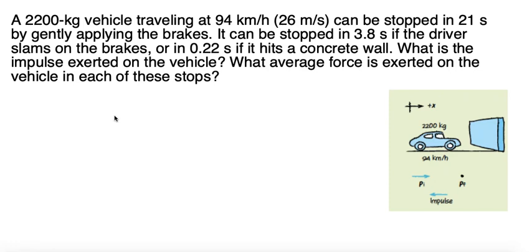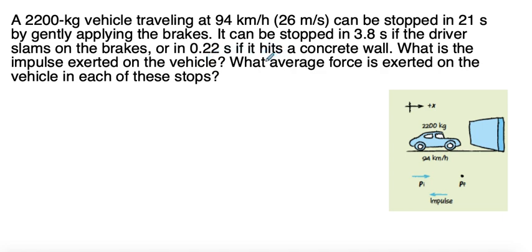Looking at an example of momentum here. We're going to look at the impulse momentum theorem and momentum in general, so it'll kill two birds with one stone. We have a 2,200 kilogram vehicle traveling 94 kilometers an hour, which is 26 meters per second. It can be stopped in 21 seconds by a gentle applying of the brakes, in 3.8 seconds if the driver slammed on the brake, or in 0.22 seconds if it hits a concrete wall.